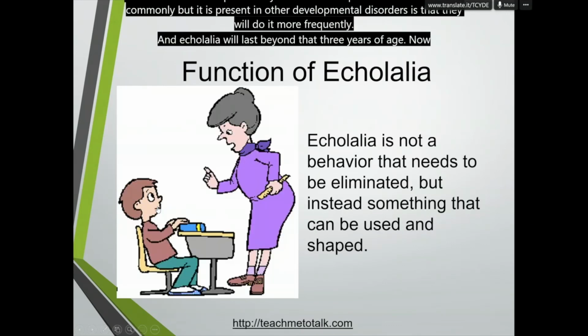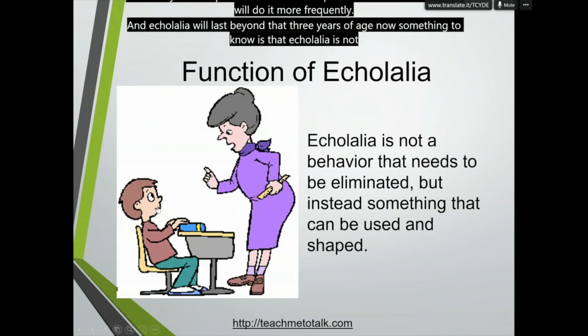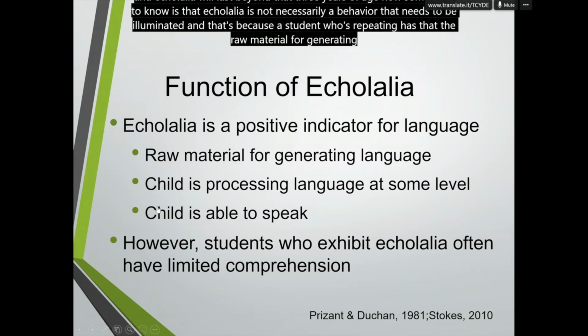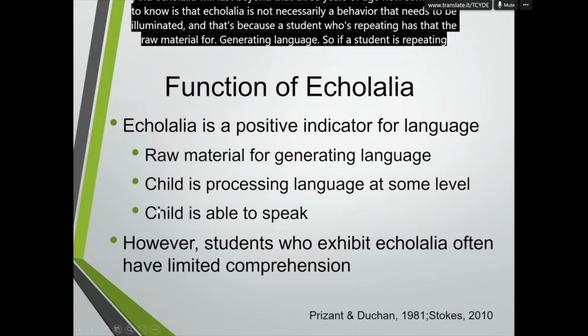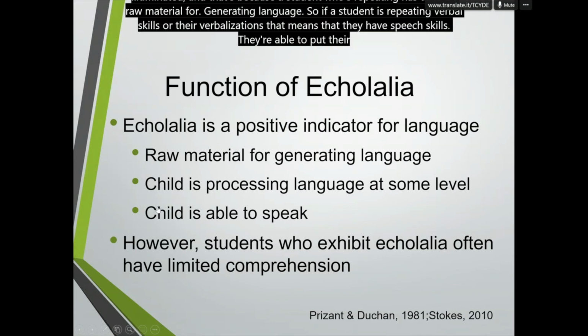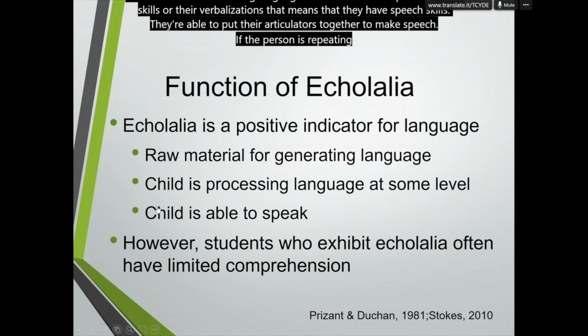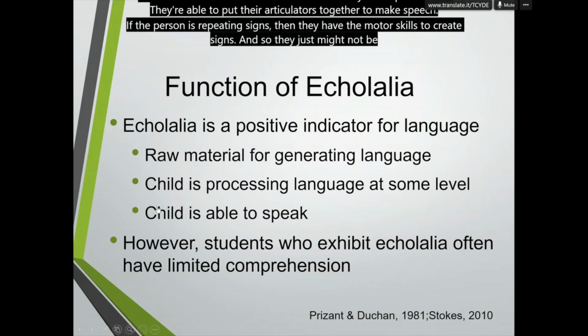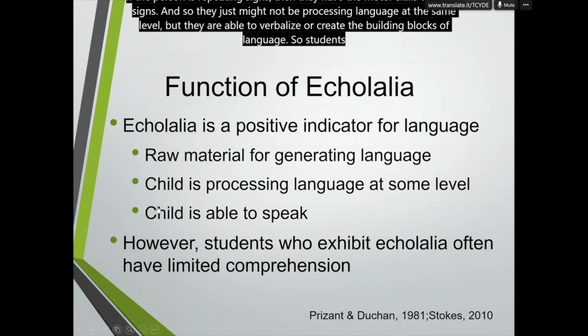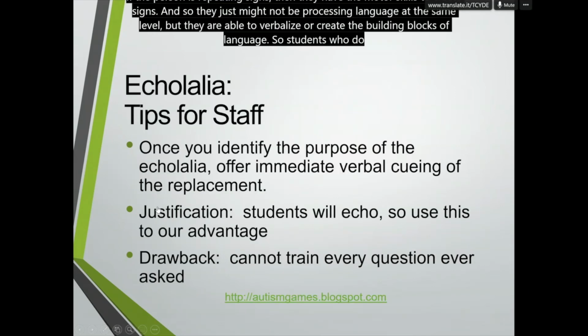Now, something to know is that echolalia is not necessarily a behavior that needs to be eliminated, and that's because a student who's repeating has the raw material for generating language. So if a student is repeating verbal skills, their verbalizations, that means that they have speech skills. They're able to put their articulators together to make speech. If the person is repeating signs, then they have the motor skills to create signs. And so they just might not be processing language at the same level, but they are able to verbalize or create the building blocks of language. So students who do have echolalia, we could use that.